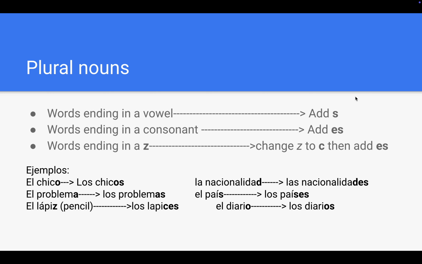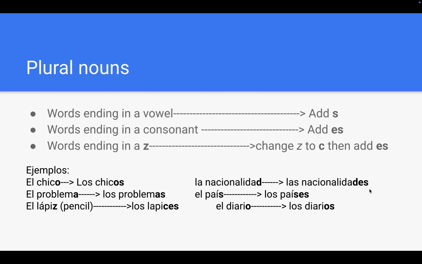Okay, so now making something plural. This is pretty straightforward. First off, if a word ends in a vowel, like chico, we just add an s. Chicos. Now it's plural. If the word ends in a consonant, so anything that's not a vowel, like nacionalidad, then we're going to add an es. So it adds an entire extra syllable because we always pronounce every single vowel in the word in Spanish.